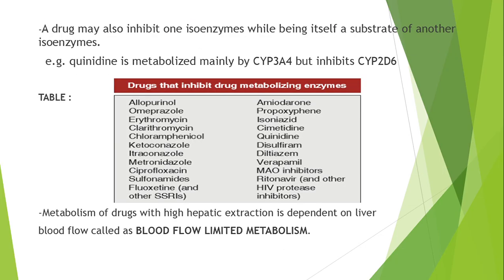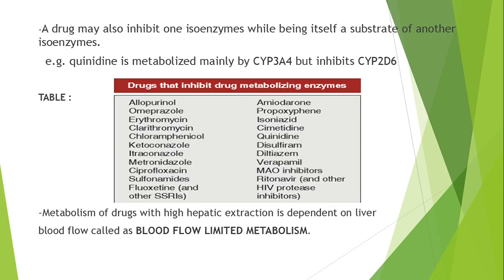A drug may also inhibit one isoenzyme while being itself a substrate of another isoenzyme. For example, quinidine is metabolized mainly by CYP3A4 but inhibits CYP2D6.